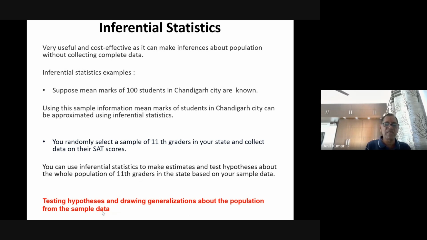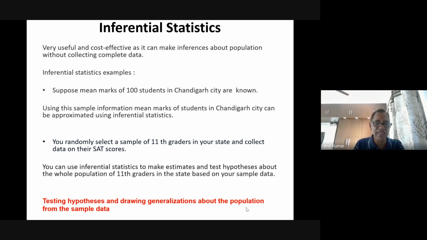Testing hypothesis and drawing generalizations about the population from the sample data. A very important part, again I am repeating, is that by way of use of inferential statistics, we are drawing generalization about the population. Here population generalization is being made based on the sample data which we have collected, but samples should be randomly selected and samples should be a true representation of the population.